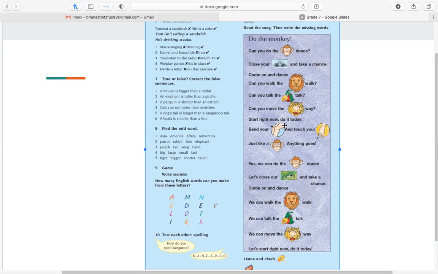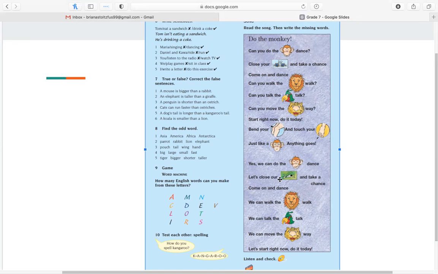Bend your, what are these? These are knees. Bend your knees and touch your foot. Bend your knees and touch your foot, just like a, what is this? Monkey. Anything goes.